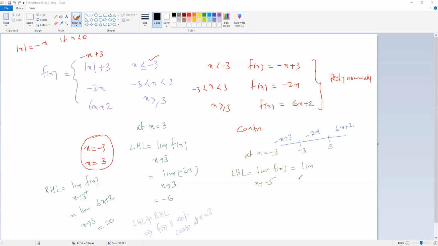So the limit when you are approaching minus 3 from the left side, the function is minus x plus 3.